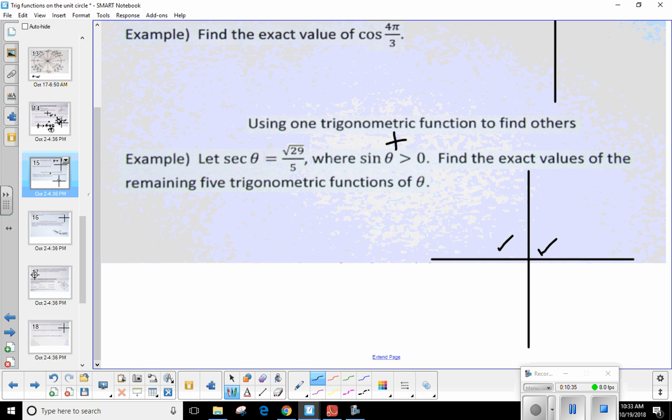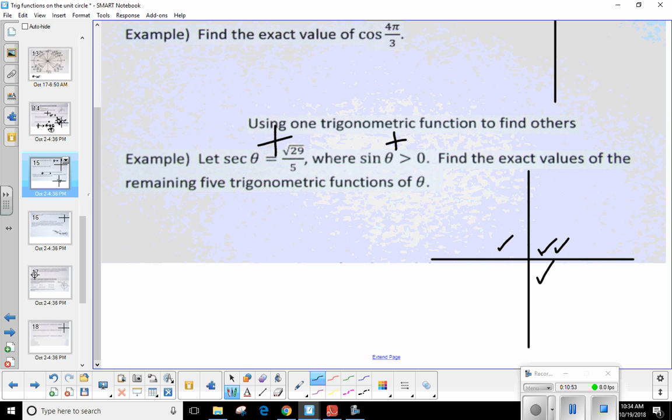That's a positive, right? So in what two quadrants will secant be positive? Now remember, it's the reciprocal of what? Cosine. So it's going to be positive wherever cosine is positive. So that's what two quadrants? That would be 1 and 4.